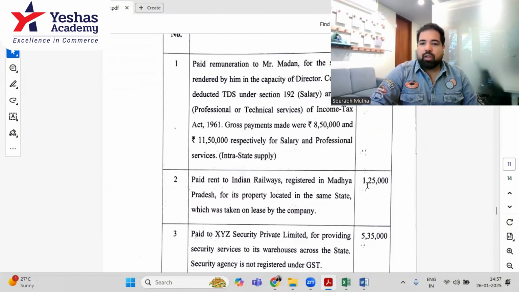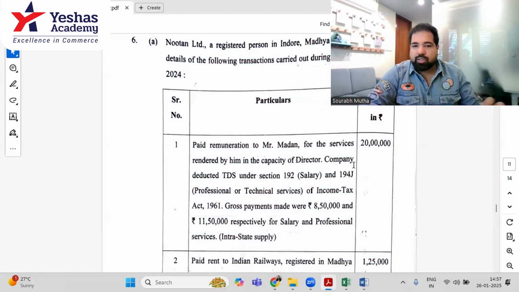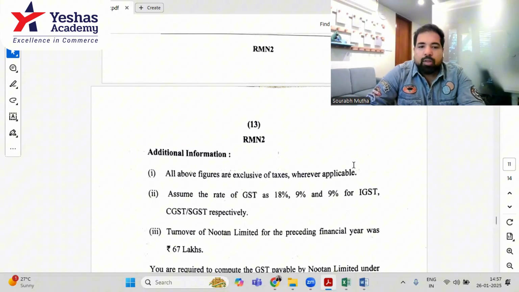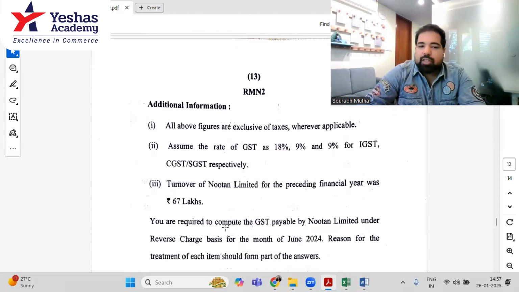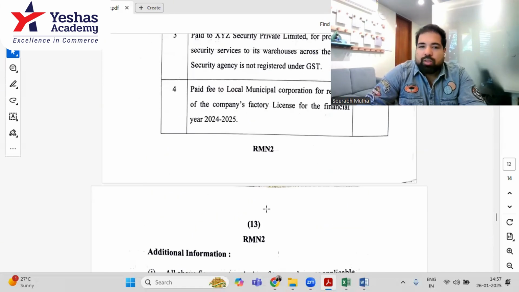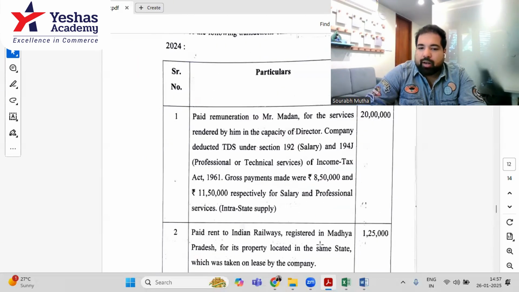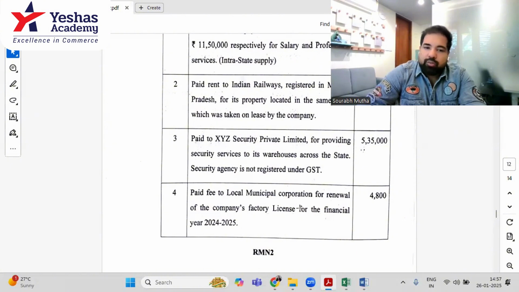FCM, RCM, RCM. So this is how you will have to look at it. Assume the turnover of Nutan last year was 67 lakhs because they were registered. It's a big business entity. You're required to compute the GST payable by Nutan. So in this case, they will pay under RCM. In this case also they will pay. Fourth case, they will not pay.